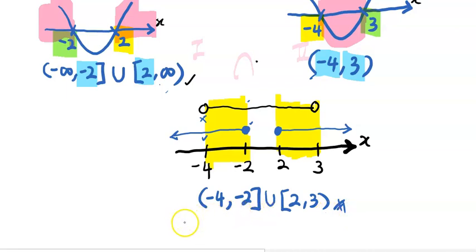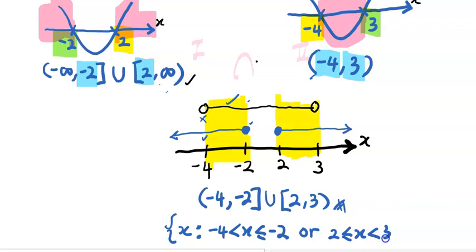Then if we want to write in set notation, we have curly brackets, start with x, colon. Then for this first section here, it will be represented by the inequality, -4 less than x less than or equal to -2. To connect with the second part here, we connect with the word or, followed by the inequality, 2 less than or equal to x less than 3. So there goes the answer if it wants to be represented in set notation.